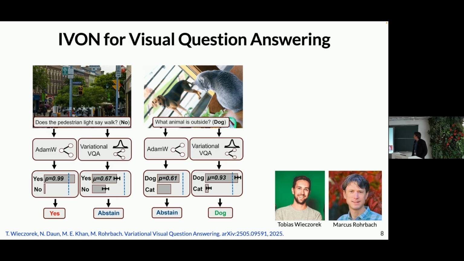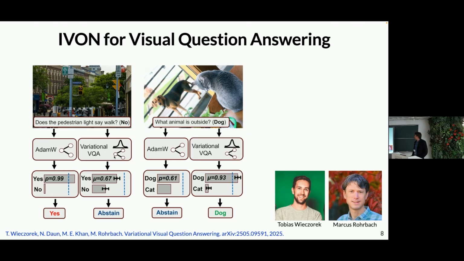So we have a large visual question answering model where we get an image and also a text. And the question is basically, does the pedestrian light say walk? And I don't see it actually. It's here. It's a bit small, but there's a stop sign. So the correct answer is actually no. But the Adam-trained model is very confident that the pedestrian sign says walk. And this is, of course, catastrophic if a model makes such a mistake.